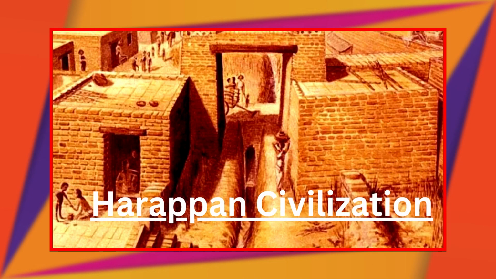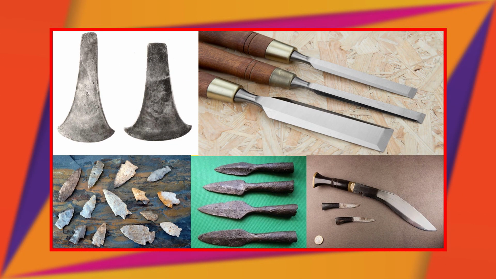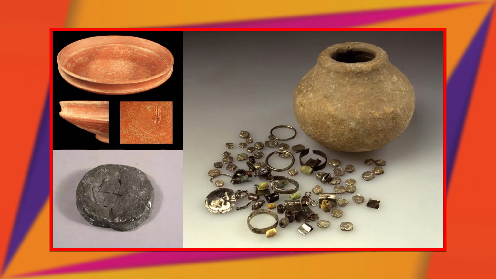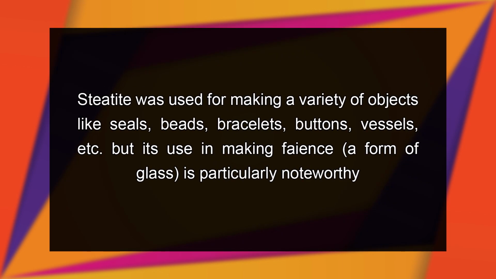As we know, the Harappan civilization was urban in character. Most of the tools and weapons from Harappa were simple in form. The tools mostly consist of flat axes, chisels, arrowheads, spearheads, knives, etc. People also made copper and bronze vessels. They made small plates and weights of lead, and gold and silver jewelry of considerable sophistication. Steatite was used for making a variety of objects like seals, beads, bracelets, buttons, vessels, etc. But its use in making faience, a form of glass, is particularly noteworthy.